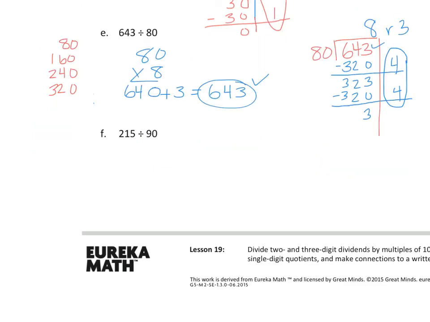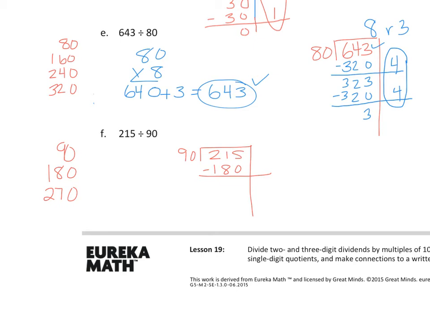And the final one on this page, let's go ahead and do 215 as our dividend, the number that we're dividing up. 90 is going to be our divisor. So let's count by 9s. We got 9, so we'll do 90. And then we have 18, or 180. And then we have 270. And I'm looking at that, and 270 is too big, so it looks like I'm going to do 180.